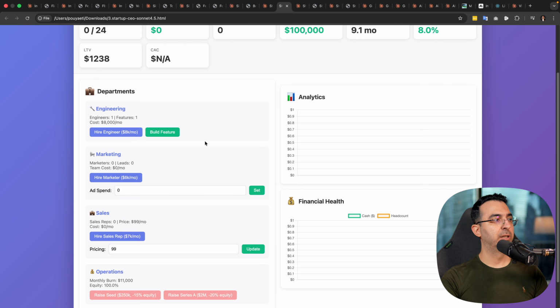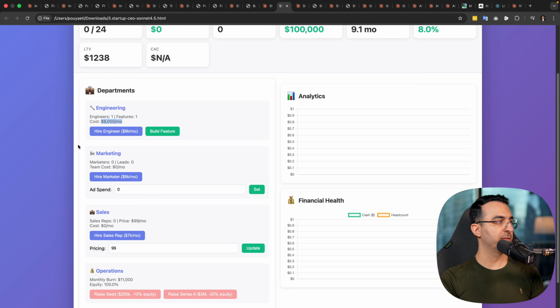So our job is to design the business in a way that we can last longer, and we can also increase the income, decrease the expenses, and move forward. So here we can hire an engineer. We already have one engineer, and our software has one feature. So the cost for us is $8,000 per month.